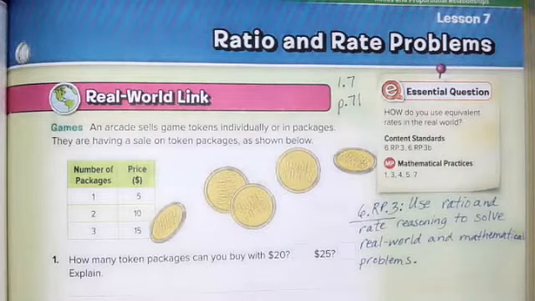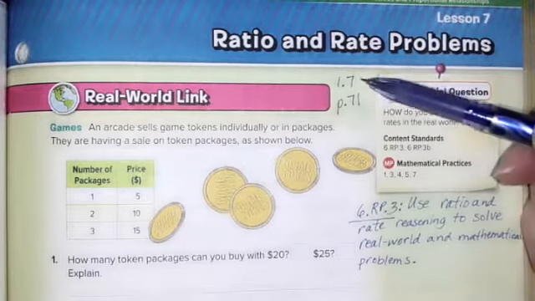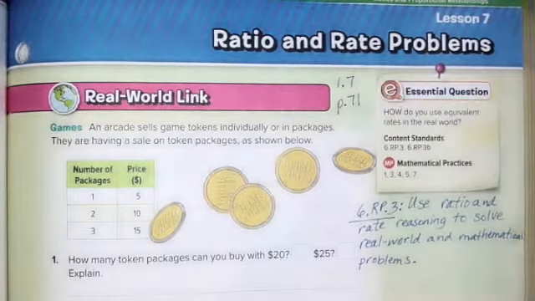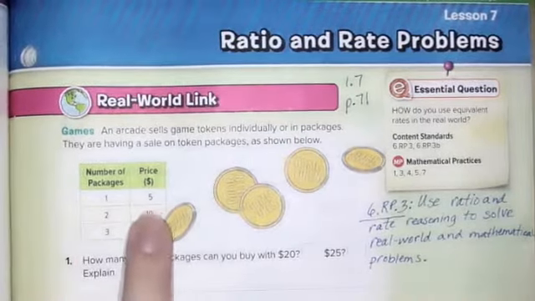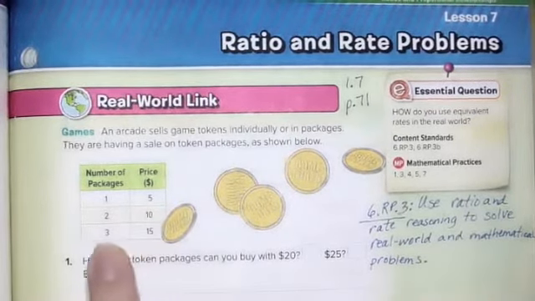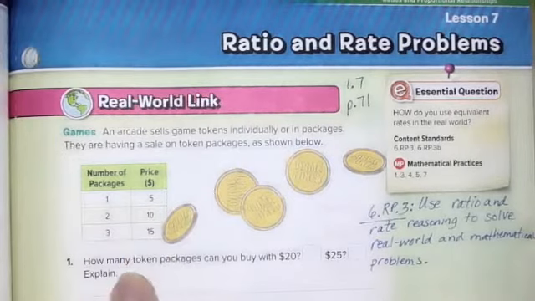Okay, today we are looking at ratio and rate problems. We are in lesson 1.7 on page 71. An arcade sells game tokens individually or in packages. They are having a sale on token packages as shown below. So one package would be $5, two packages would be $10, three packages would be $15.